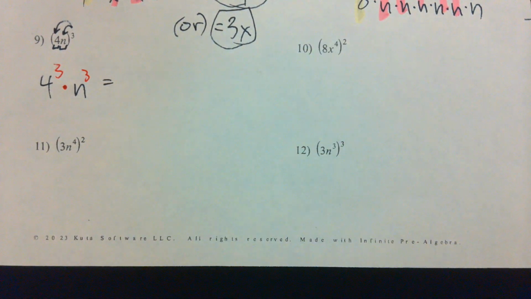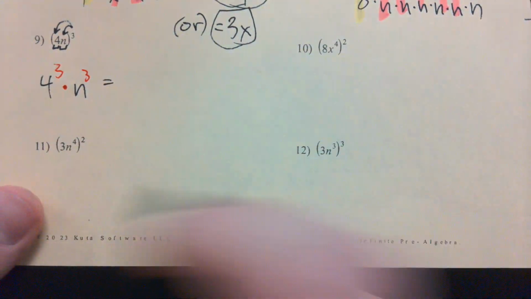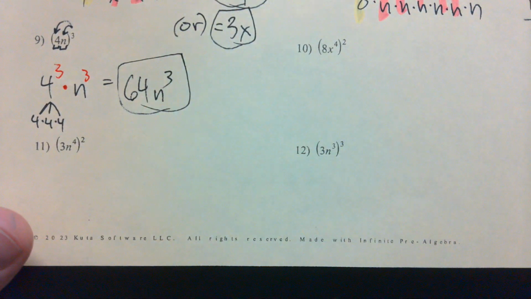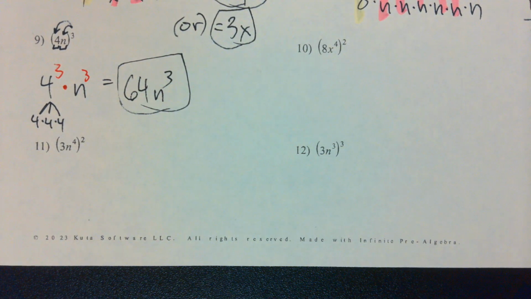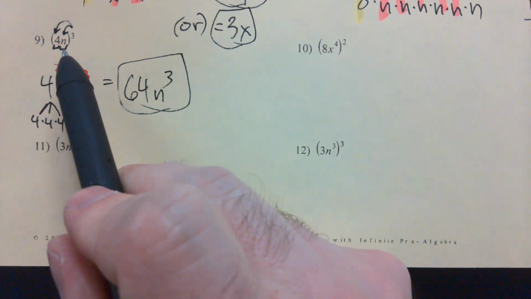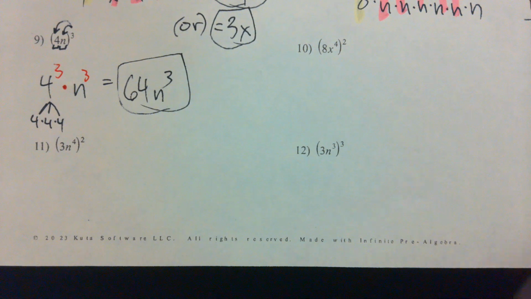Right? 4 to the third is what? 12? 64. Good. 4 times 4 times 4 times n to the power of 3, just like that. Now this one wasn't too bad because our variable inside the parentheses didn't have an exponent, so we could just throw that 3 on there.